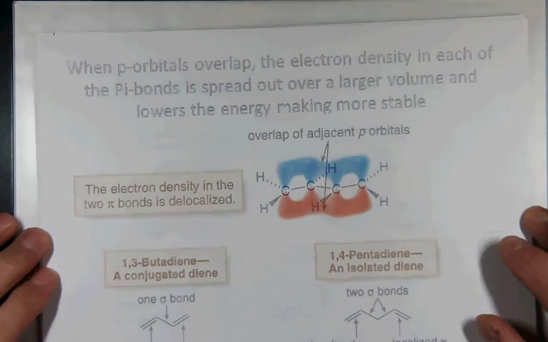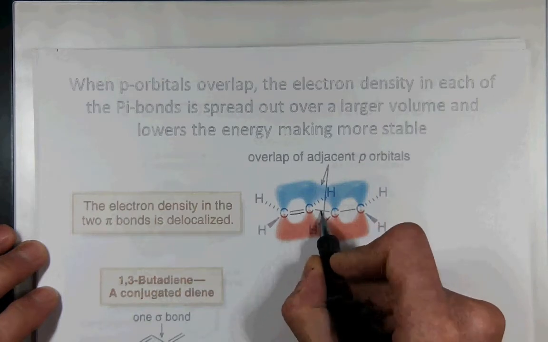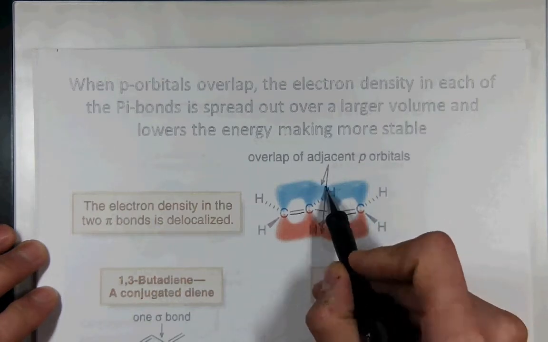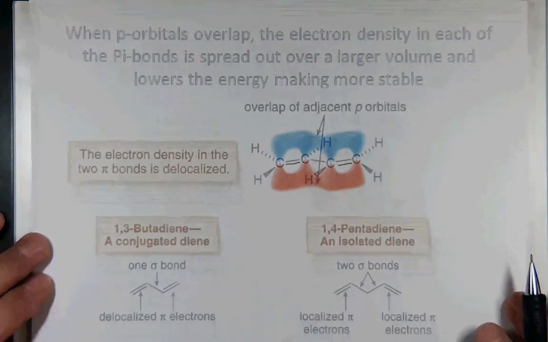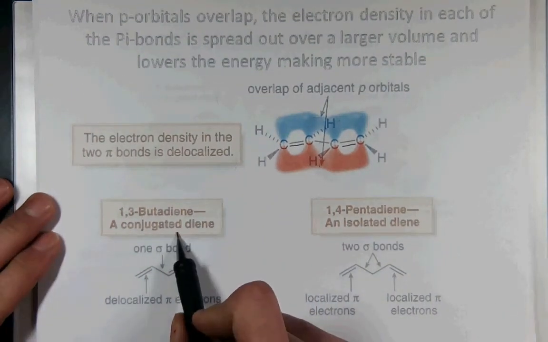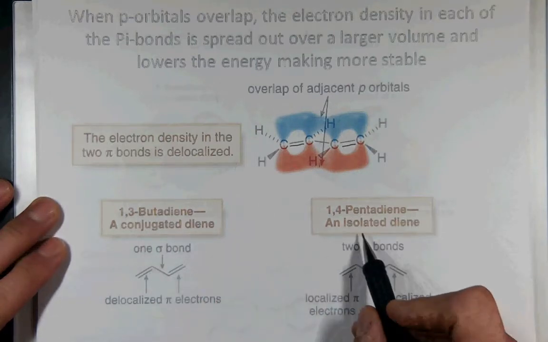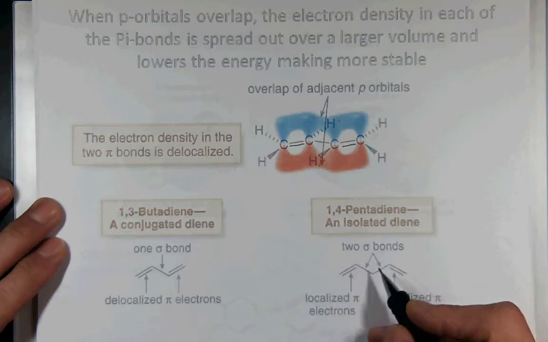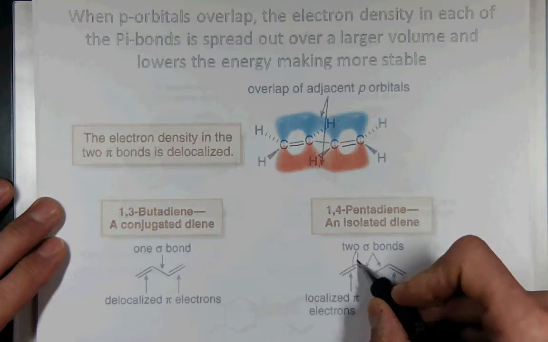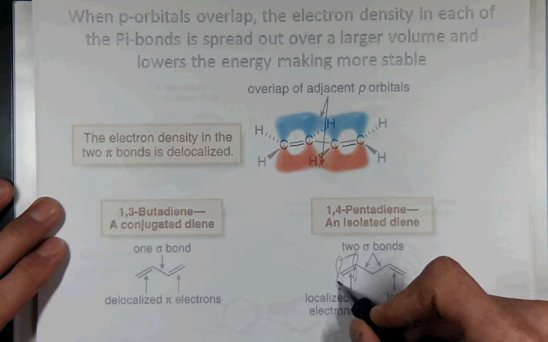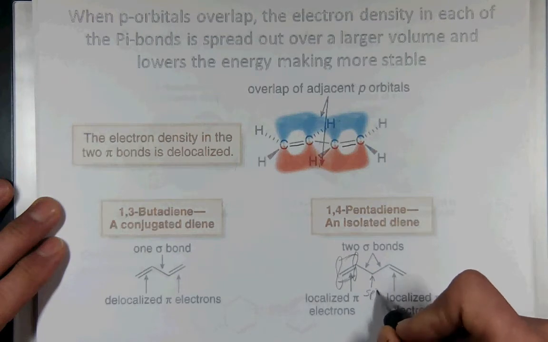As I was saying, when you have overlap of these p orbitals, it's double bond, single bond, double bond. These p orbitals can overlap. That spreads out the electron density and makes them more stable. So a conjugated diene, the simplest one, is 1,3-butadiene. Not all dienes, of course, are conjugated. Here's 1,4-pentadiene. We refer to this as isolated because we have two sigma bonds: double bond, single bond, single bond. So we do have unhybridized p orbitals like this, but they're isolated because this carbon is sp3 hybridized.